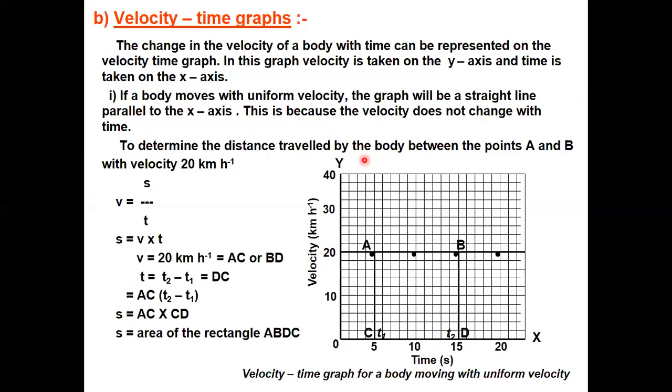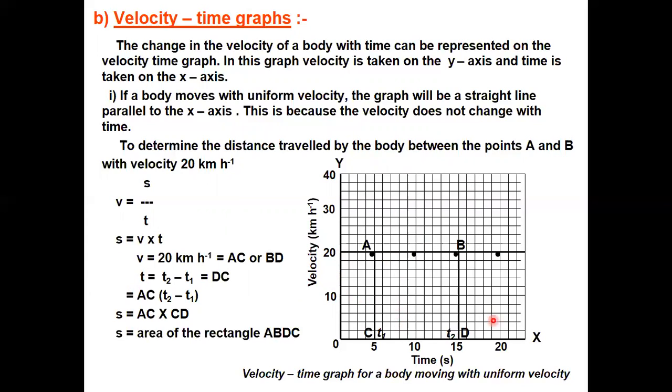To determine the distance traveled by the body between the points A and B with velocity 20 km per hour, we use V equals S by T. Now we will get S equals V into T. Here the velocity is 20 km per hour.